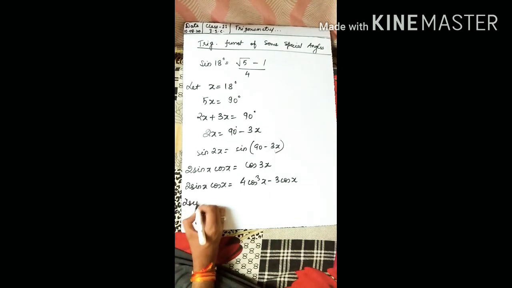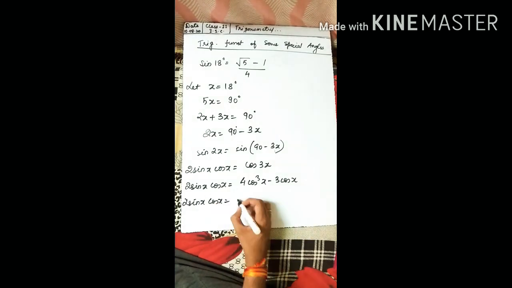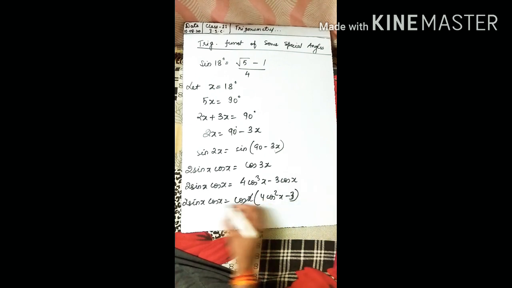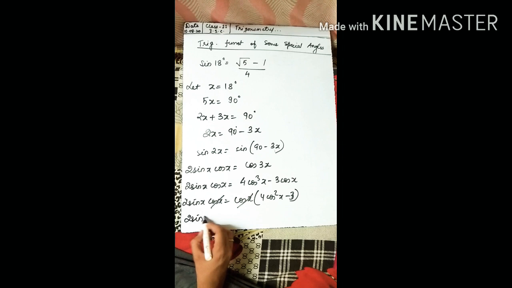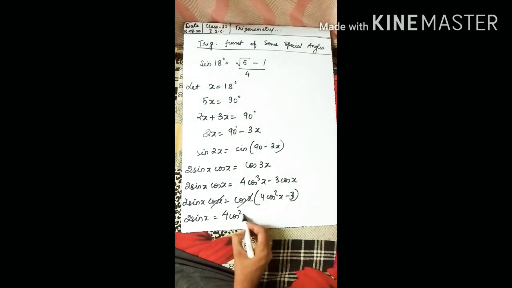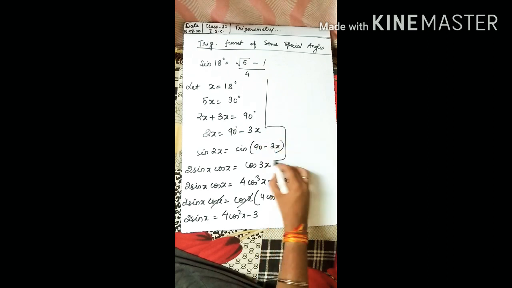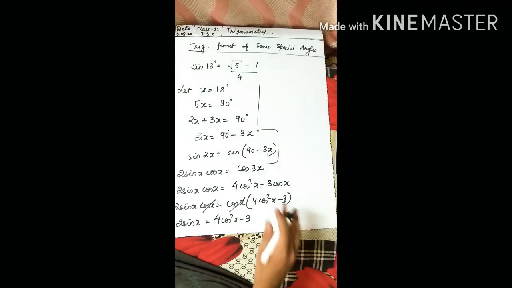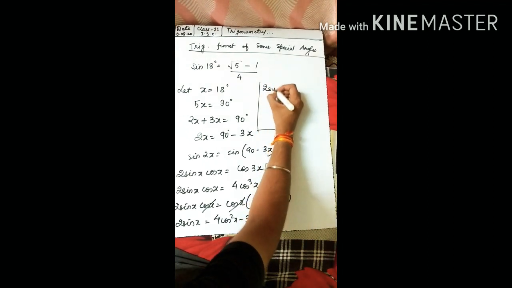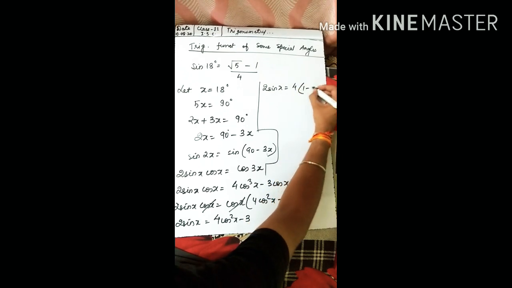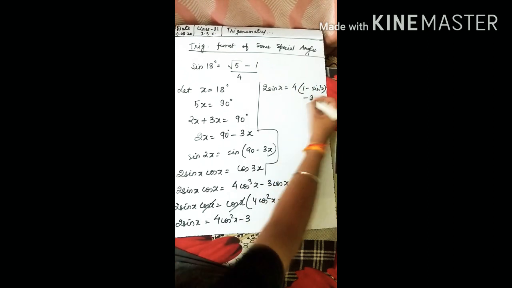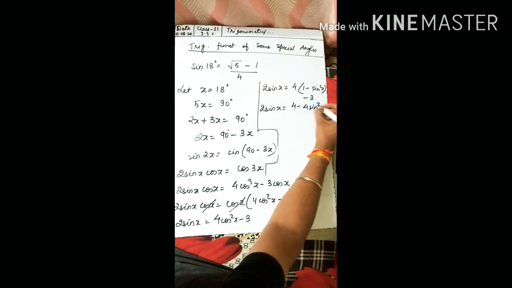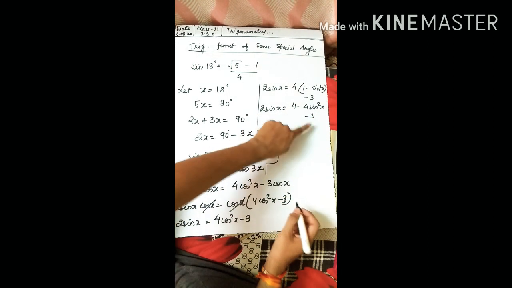Now what we can do, take cos x common from here: 4 cos square x minus 3. One cos with one cos we have cancelled. So 2 sin x is equal to 4 cos square x minus 3. Now let us try to mold this equation in quadratic form and in terms of sin x. Cos square x can be replaced with 1 minus sin square x. So 2 sin x is equal to 4 bracket 1 minus sin square x minus 3. Now multiply 4 inside, so 4 minus 4 sin square x minus 3. 4 minus 3 will give you 1.